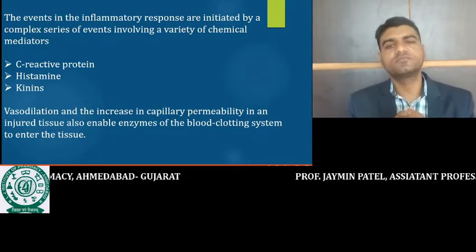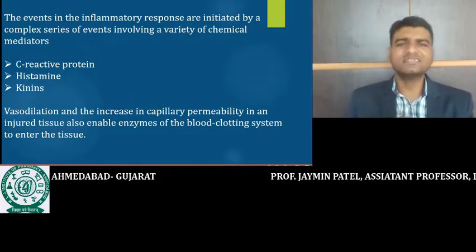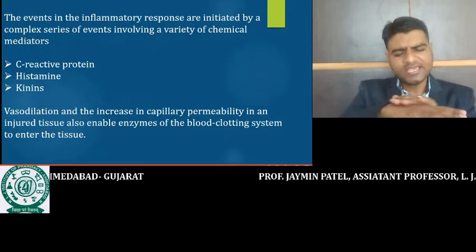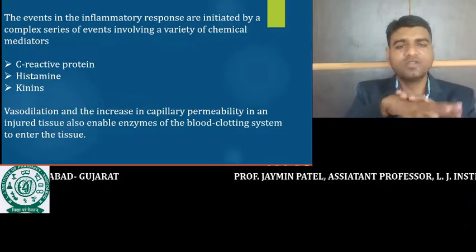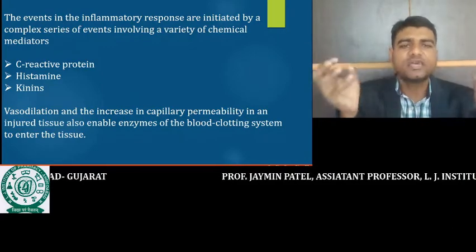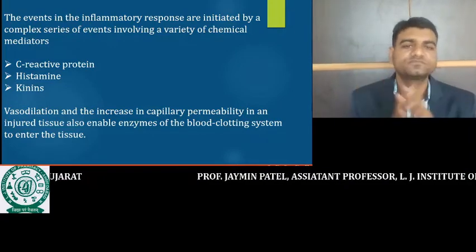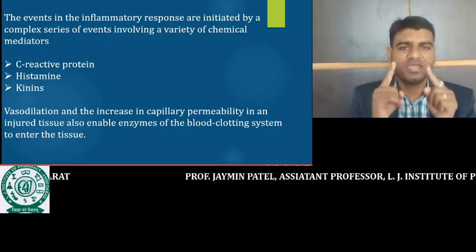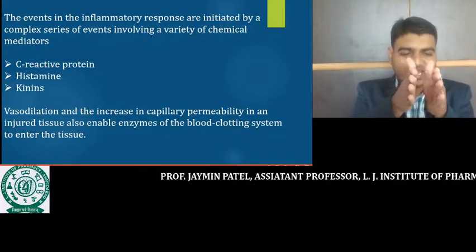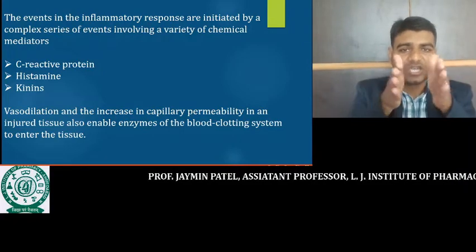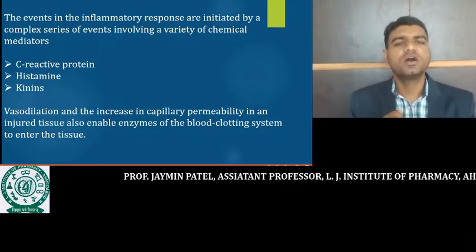Second, a most important mediator, is histamine. Histamine is part of the mast cell. Mast cells are present below the skin. When any injury occurs, in response to this injury the mast cell is activated, degranulation of the mast cell occurs, and histamine is secreted. This histamine is the main mediator of the dilation of the blood vessels. Whatever blood vessel dilation, vasodilation, occurs is strongly caused by the histamine secreted by the mast cell.